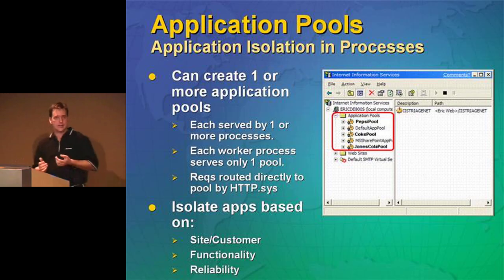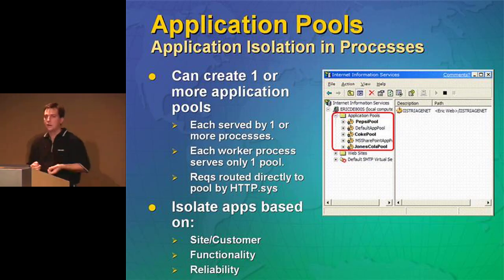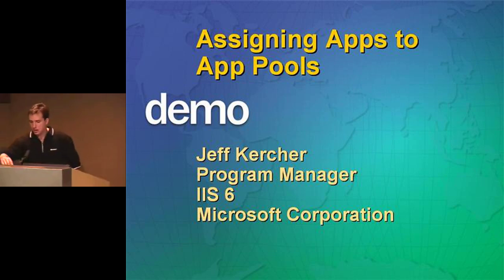I may isolate debug applications into one application pool because they're running in a separate process from, say, some production applications, and I don't want them to affect each other. So it's pretty application specific how you would create application pools, but it's important to remember how isolation works in terms of using these application pools. I'm going to switch over to the demo machine and do a quick demo of how application pools work.